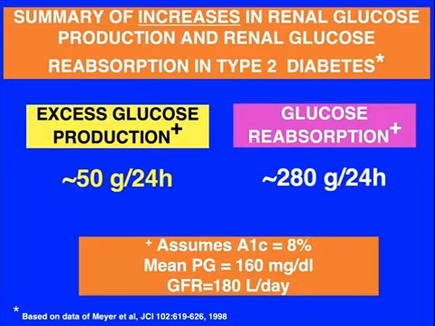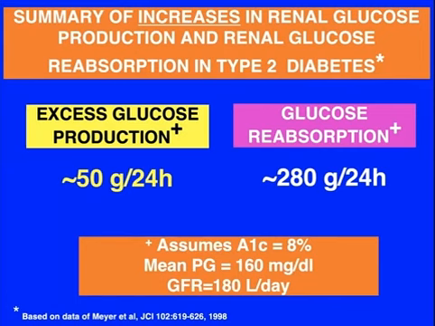But now there's another problem that we have to deal with. In you or I, shown in the bottom, we filter about 180 grams of glucose every day, and that's what we reabsorb. Now, the diabetic has a markedly elevated plasma glucose concentration. So the typical diabetic who has an A1C of 8 is now going to filter and reabsorb about 280 grams of glucose. So instead of reabsorbing 180 grams, he's reabsorbing 280 grams of glucose. He's reabsorbing in the kidney an extra 100 grams of glucose every day. In addition, the kidney is producing 50 grams of glucose.